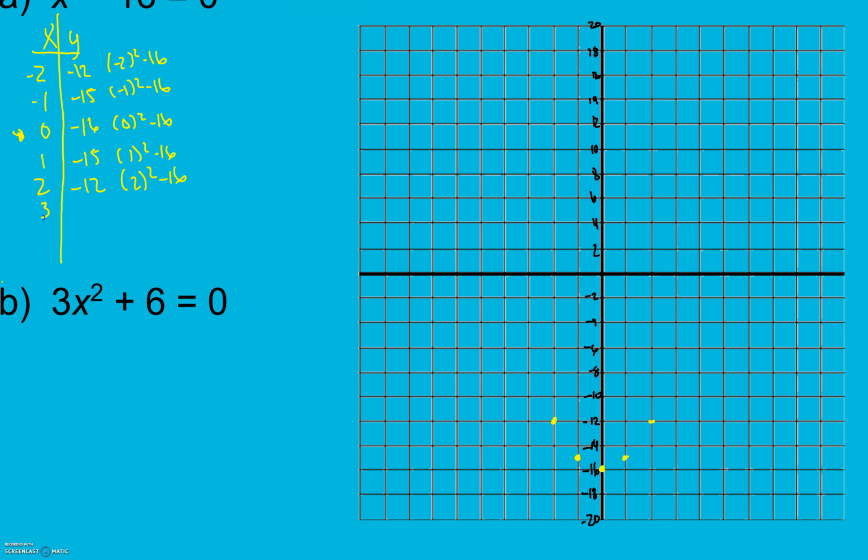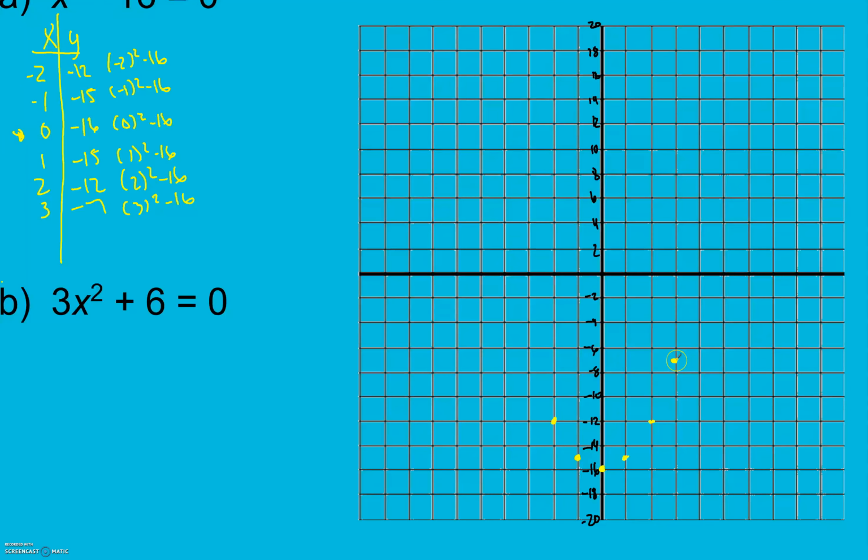So let's try 3. 3 squared minus 16, negative 7. Okay, gives me a little bit better of a picture, but it's still a little bit of guesswork. Is it going to be at 3.5? Is it going to be more towards 5? Is it going to be 4? We're not really sure yet, but what we do know is that it's symmetric.